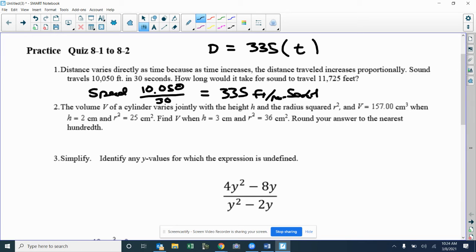Okay? So now you're going to put what? 11 right here, and then just divide it by 335 to give you time.